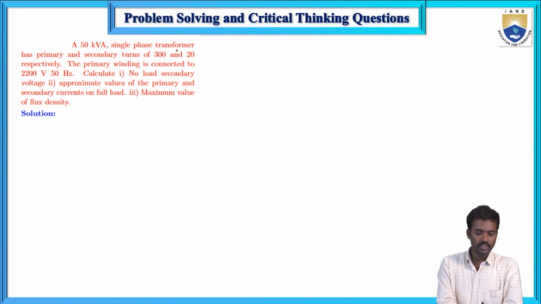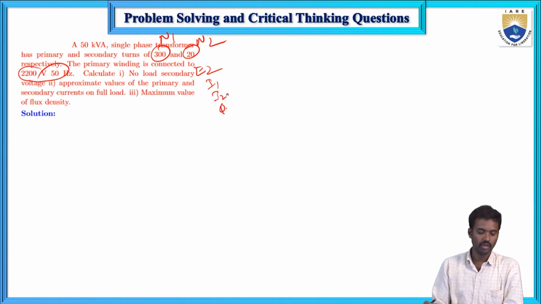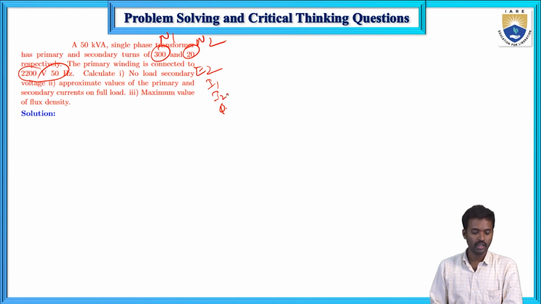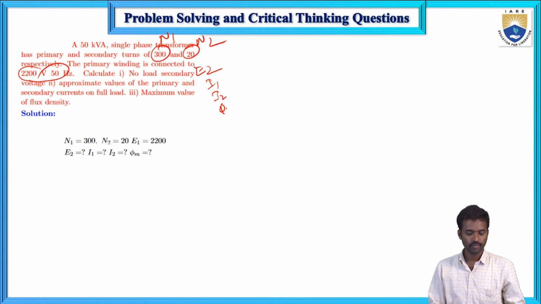A 50 kVA single phase transformer has primary and secondary turns of 400 and 320. So this is N1 and this one is N2. The primary winding is connected to a 220 volt, 50 Hz supply. Calculate the no load secondary voltage E2, the primary and secondary winding currents I1 and I2, and the maximum flux.